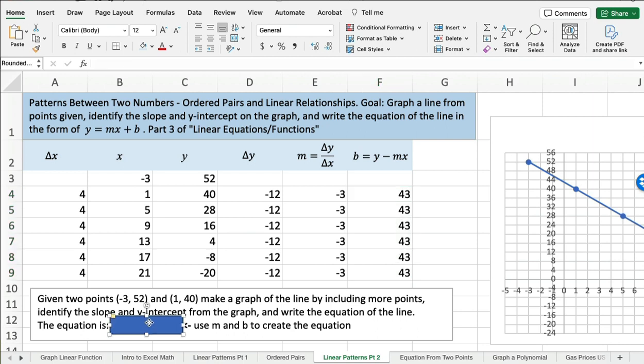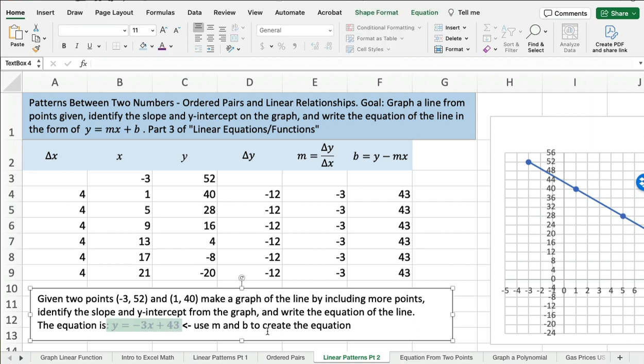So when we go ahead and write the equation, we're just going to copy the slope and the y-intercept from our table there. And the equation of a line is y equals, our m value is -3 times x plus our b value, which is 43. So in purple here, you can see that is the equation of the line.